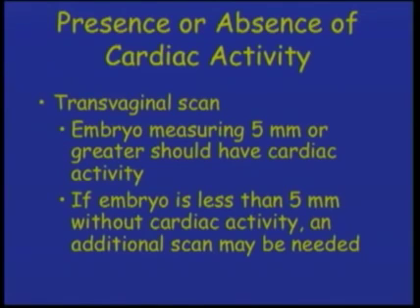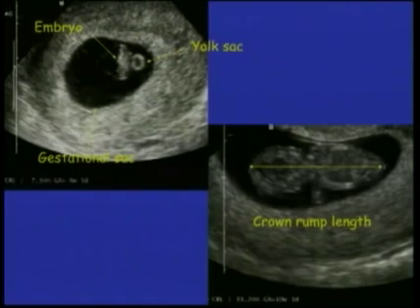We should also note the presence or absence of cardiac activity. We should be able to see cardiac activity by the time the embryo measures 5 millimeters or greater. If the embryo is less than 5 millimeters, then lack of cardiac activity tells us that we may need an additional exam to determine whether it's going to be a viable pregnancy in the long run.